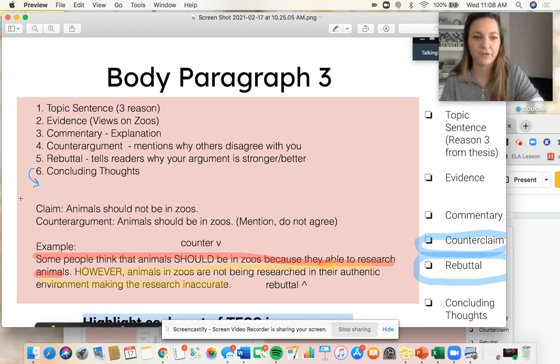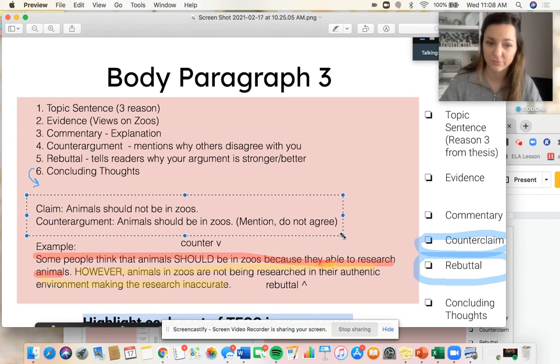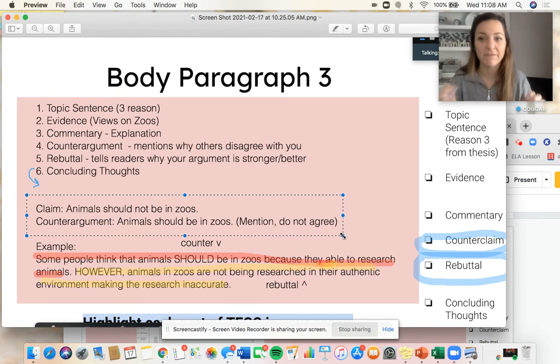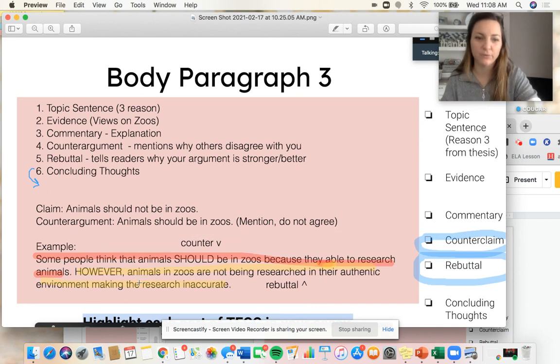So here's an example for you. Say your claim is animals should not be in zoos. Your counter argument would then be animals should be in zoos. You mention it, you never agree with it. Here is an example below. Some people think that animals should be in zoos because. So some people think that shows that you do not agree. Okay, that could be stated in other ways as well. You could say others disagree because, or whatever you feel necessary to mention it's the other side, but not agree with it. So people may think that animals should be in zoos because you're able to research animals. You don't want to end on that note because you want to tell them why their argument is still incorrect. So you use a sentence starter such as the word however.